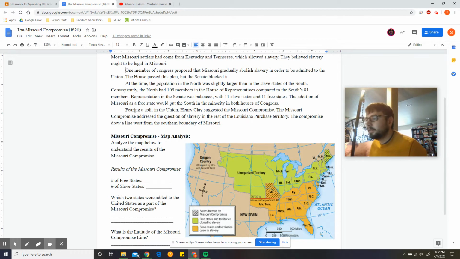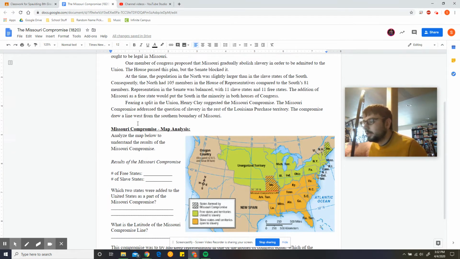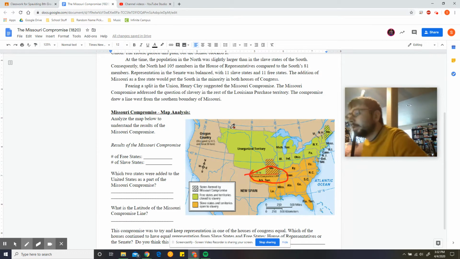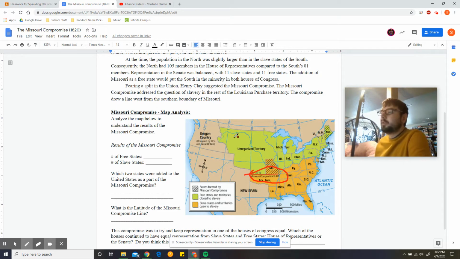Fearing a split in the Union, Henry Clay suggested the Missouri Compromise. The Missouri Compromise addressed the question of slavery in the rest of the Louisiana Purchase territory. The compromise drew a line. You guys can see it down here on the map, right here. Go ahead and circle that for you. The compromise drew a line west from the southern boundary of Missouri. So basically, we'll talk about that in just a second when we analyze the map. Next, we'll move on to the Missouri Compromise map analysis.